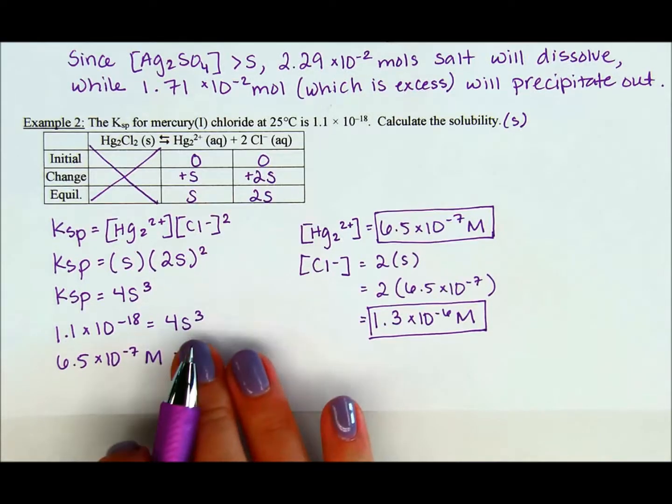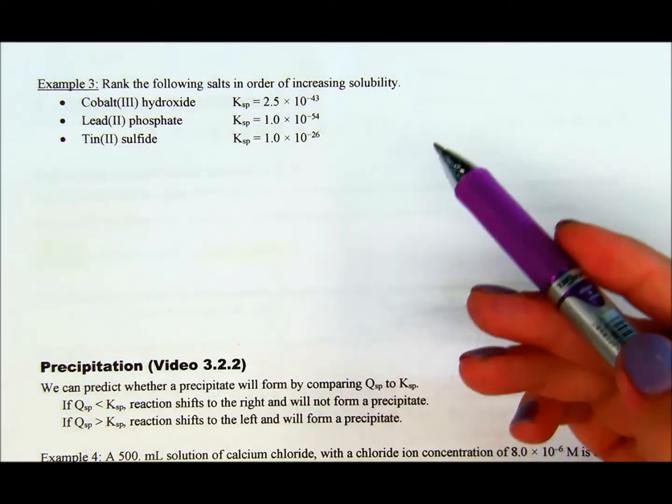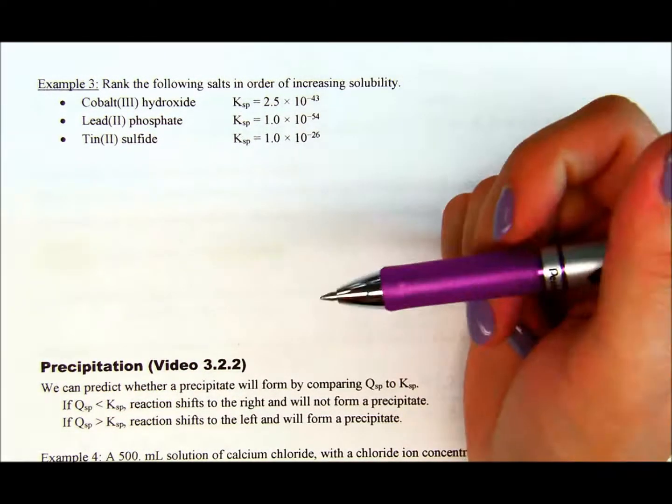Okay, go ahead and flip the paper over. We're going to look at one more thing. Example 3: we're going to rank the following salts in order of increasing solubility. We can't just use KSP alone to rank these in order of solubility because we need the molar solubility. We need S, and this is KSP. So S is what we just found in the last problem.